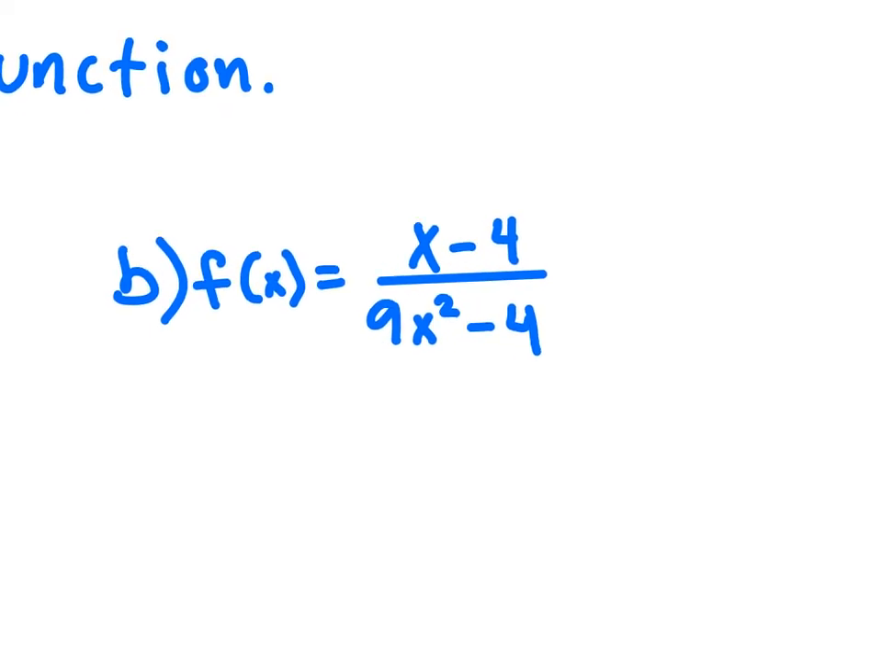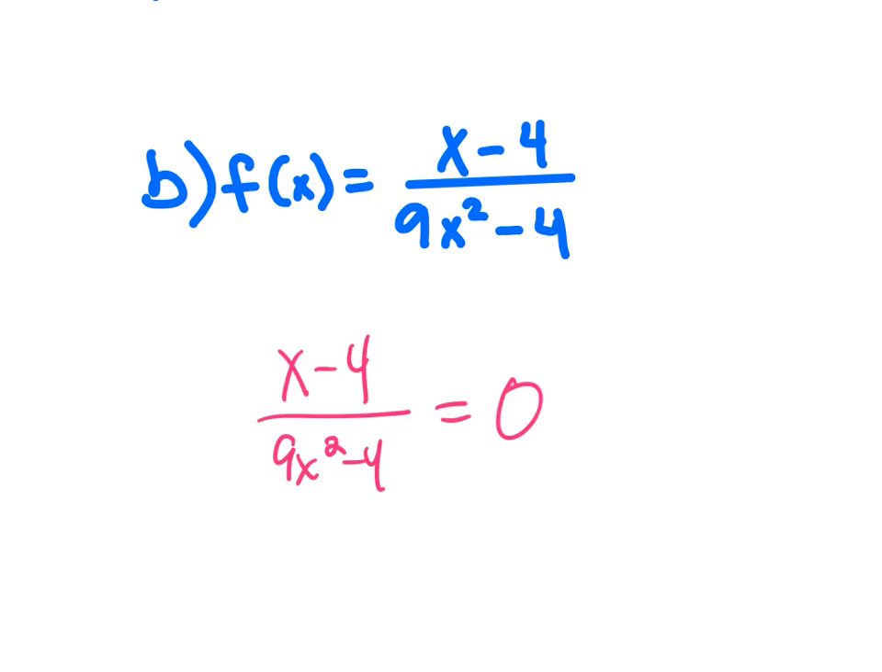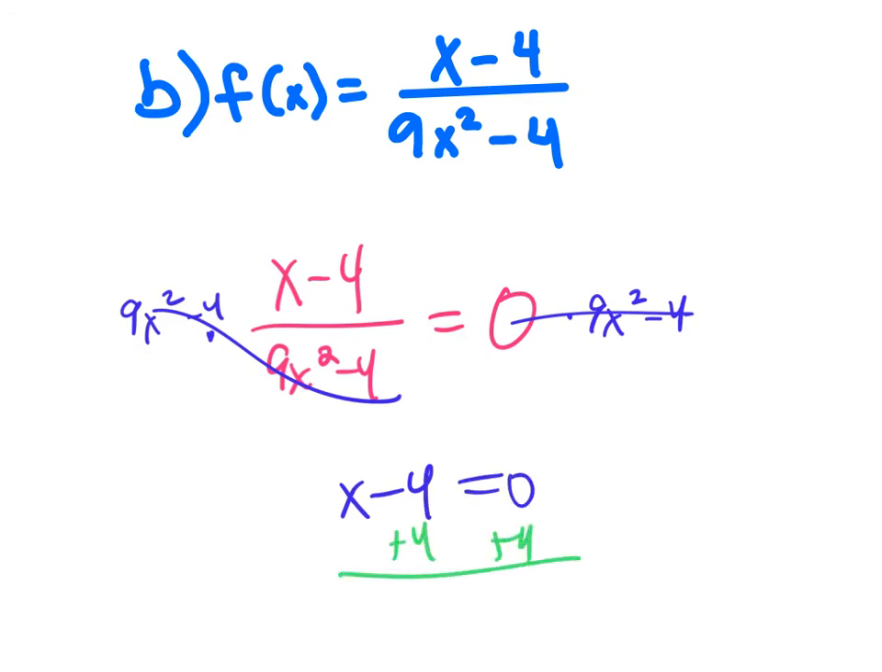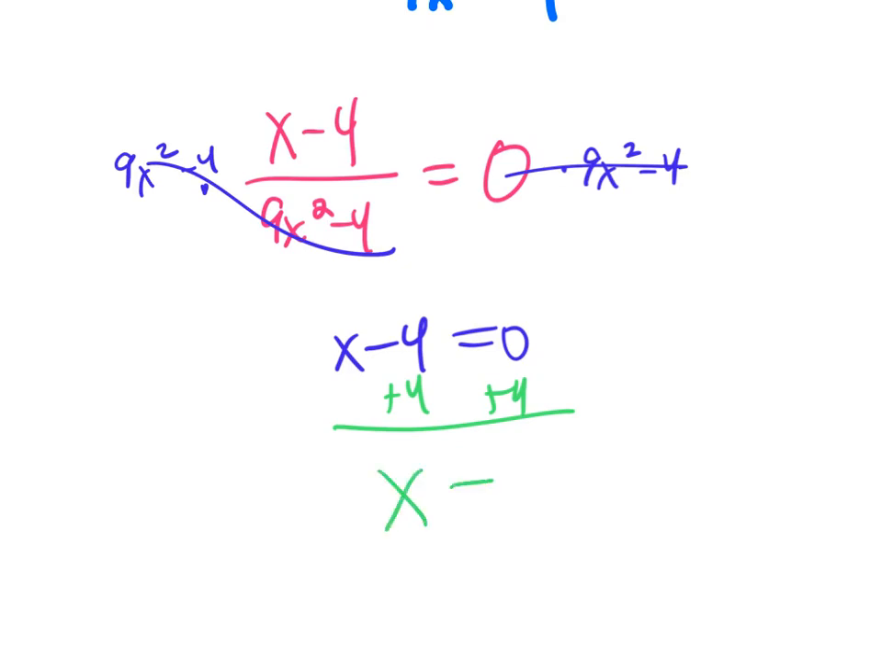Moving over here, first thing I'm going to do is x minus 4 over 9x squared minus 4 equals 0. You don't have to do anything, and the only thing that matters is the numerator here. But if you want to go ahead and just solve, I want to get x by itself, so I'm going to multiply both sides by 9x squared minus 4. This cancels out, this becomes 0, so x minus 4 equals 0. Add 4 to both sides, and you have one solution. You have a zero at x equals 4.